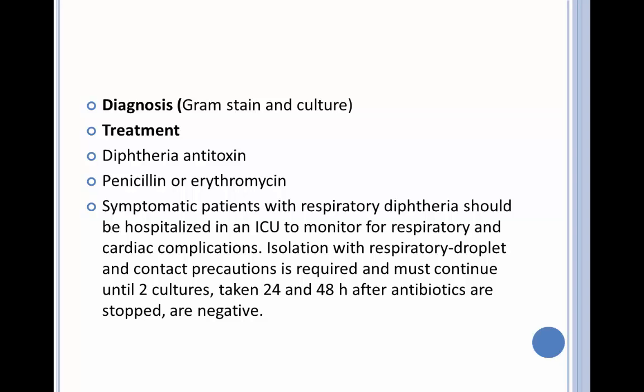Isolation with respiratory droplets and contact precaution is required and must be continued until two cultures taken 24 to 48 hours apart after antibiotics are stopped. So if that is negative, the isolation could be lifted.